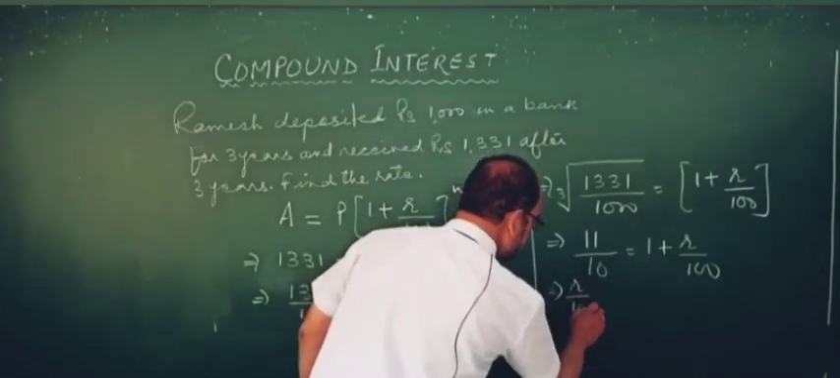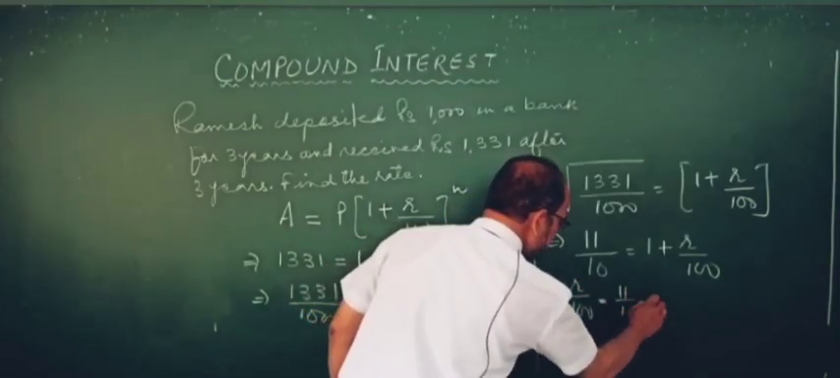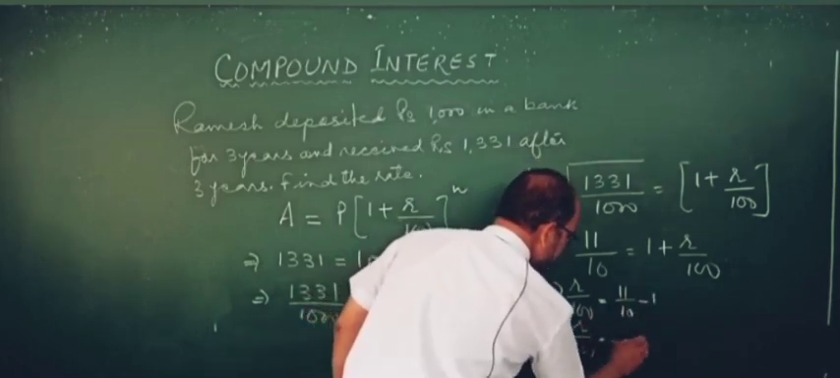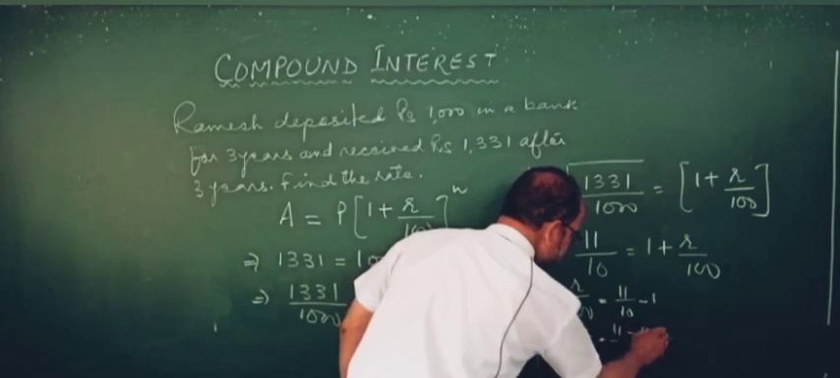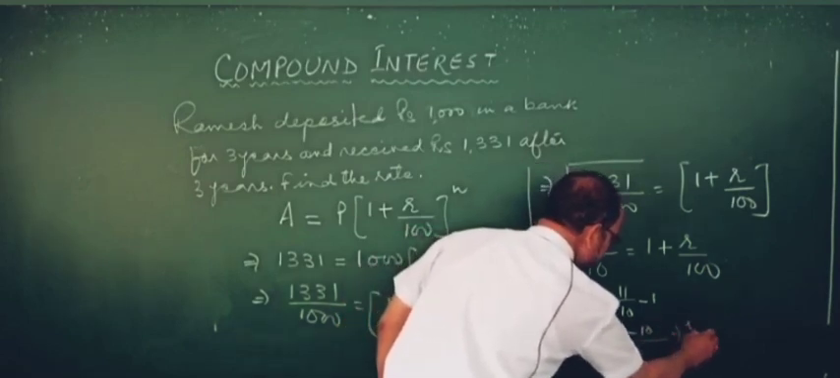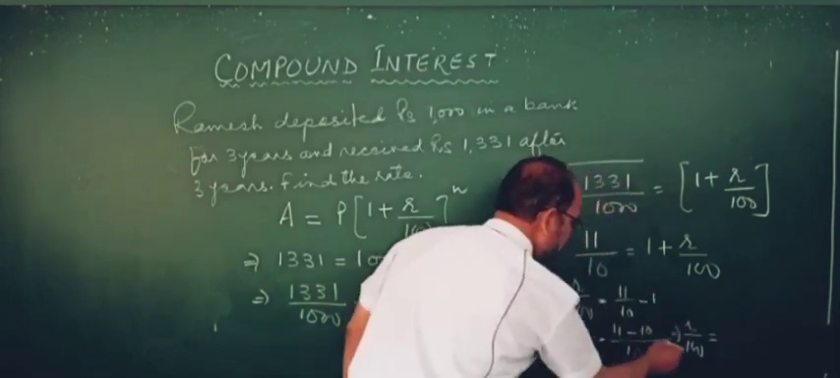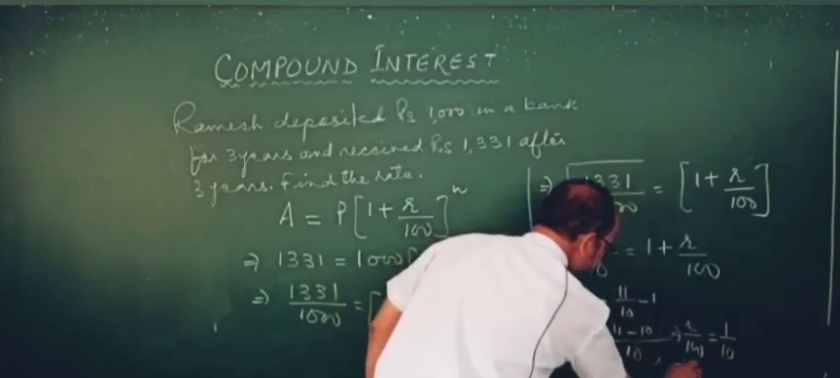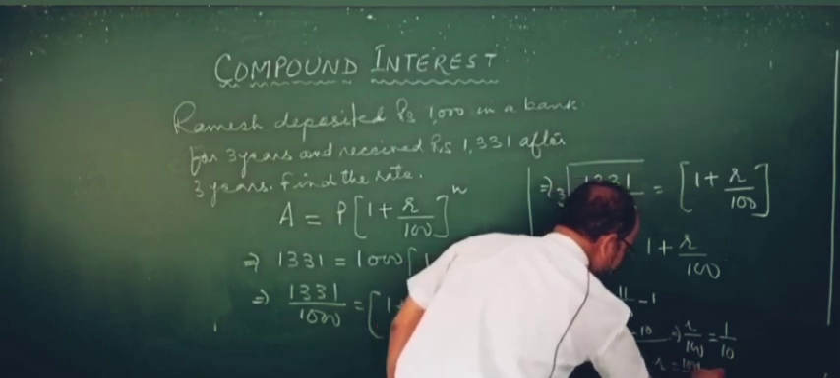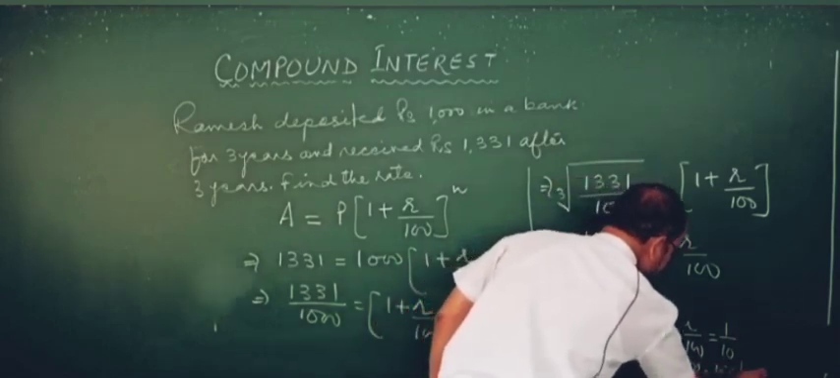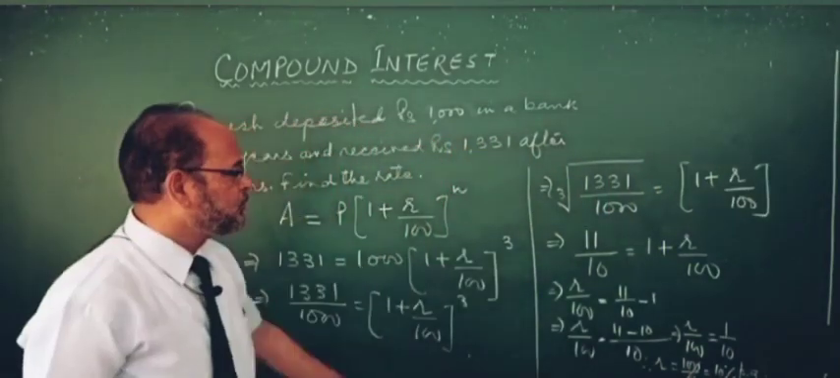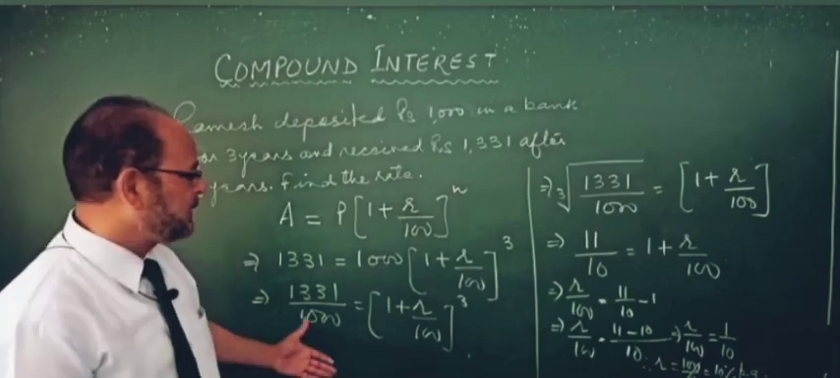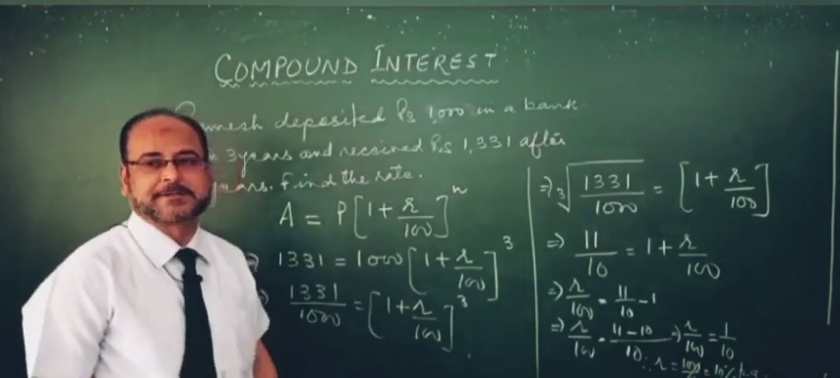r upon 100 equals to 11 upon 10 minus 1. This is r upon 100 equals to, we will take 10 LCM, 11 minus 10. This will give you r upon 100 equals to 1 upon 10. You will do cross multiplication. Therefore, r equals to 100 upon 10. You will divide it. You will get 10% per annum. So this is the way you will find rate if it is missing in the question. I hope you all must have understood how to find rate.